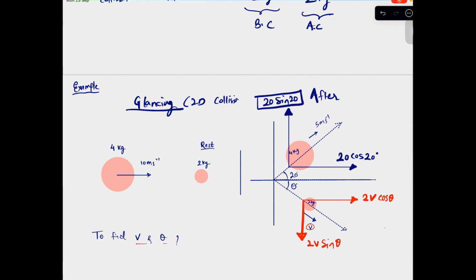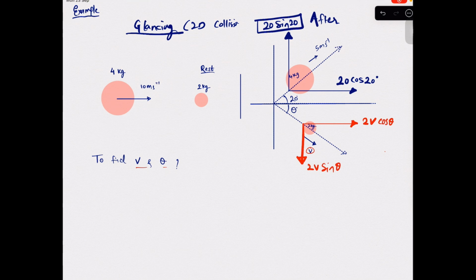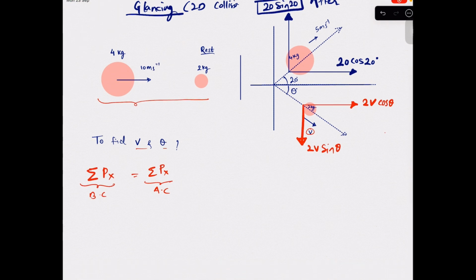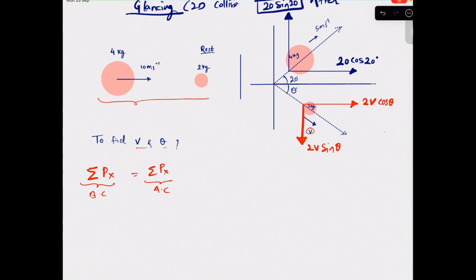In order to solve it, I'm going to equate the momentum before collision and after collision in the x direction separately. Before this, the momentum is only in the x direction. So I'll write down that the sum of momentum in the x direction before collision must equal the sum of momentum in the x direction after collision. Working on this equation, the momentum of the 4 kg object before collision is 4 into 10. The momentum of the 2 kg object before is 0. This must equal the momentum after, which is 20 cos 20 plus 2v cos theta.